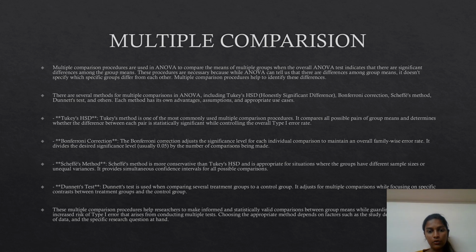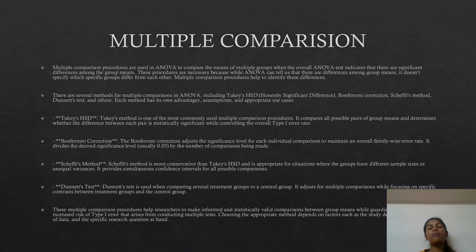Multiple comparison procedures are used in ANOVA to compare the means of multiple groups when the overall ANOVA test indicates that there is a significant difference among the group means. These procedures are necessary because while ANOVA can tell us that there are differences among the group means, it does not specify which specific groups differ from each other. Multiple comparison procedures help to identify these.